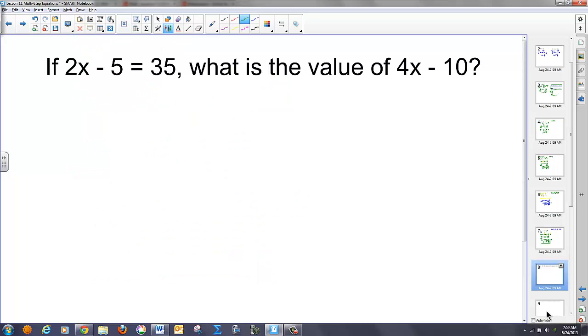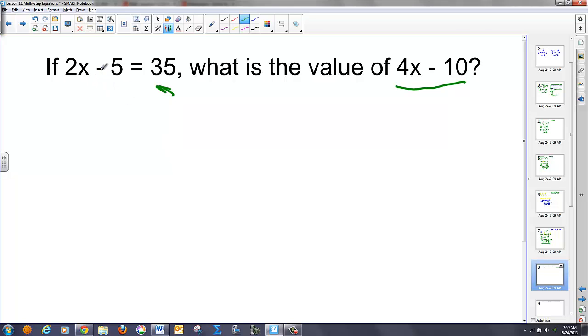I'm going to jump in to a similar problem, but there's a little twist to it. It says, if 2x minus 5 is equal to 35, what is the value of 4x minus 10? Well, I'm not going to know this value until I find out the value of x. So I'm going to solve for x in this problem first.